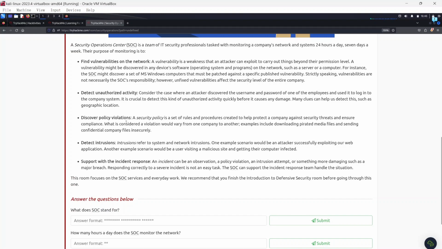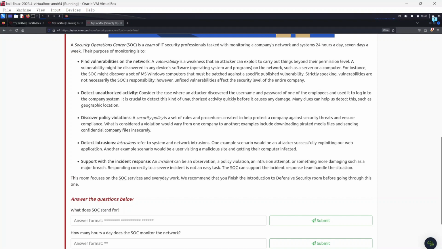discover policy violations. A security policy is a set of rules and procedures created to help protect a company against security threats and ensure compliance. Now, what is considered a violation would vary from one company to another. Examples include downloading pirated media files and sending confidential company files insecurely.